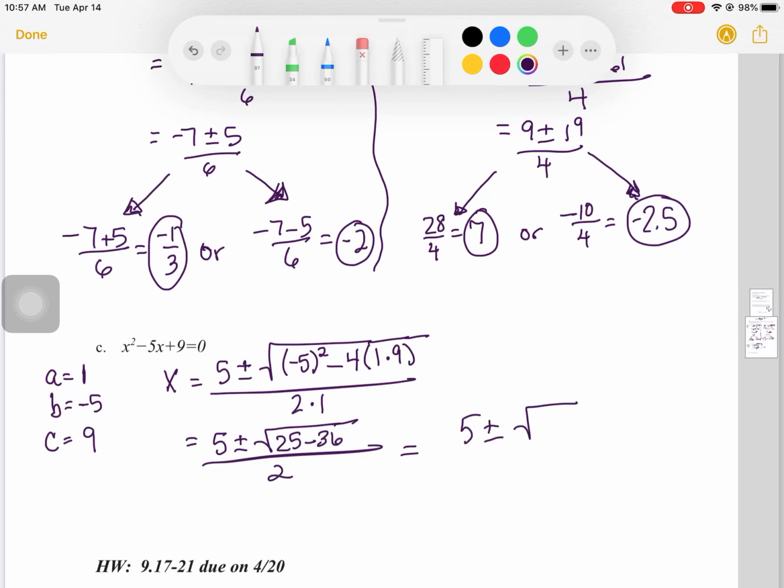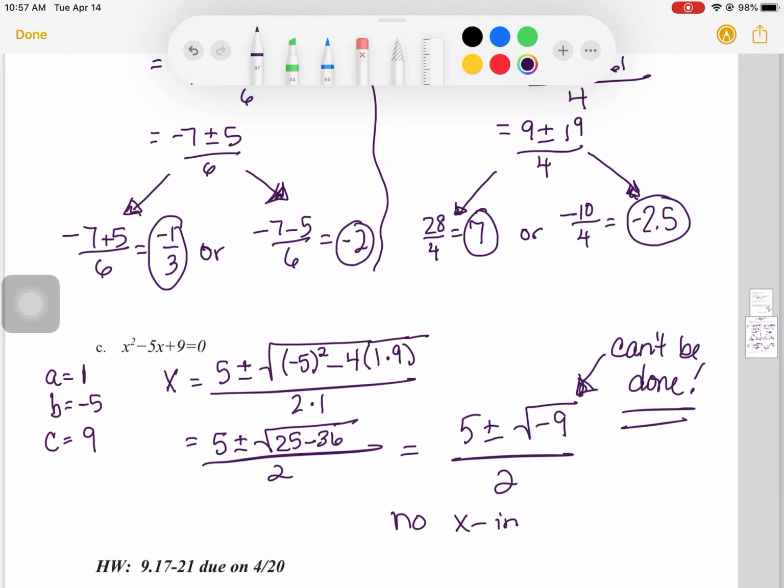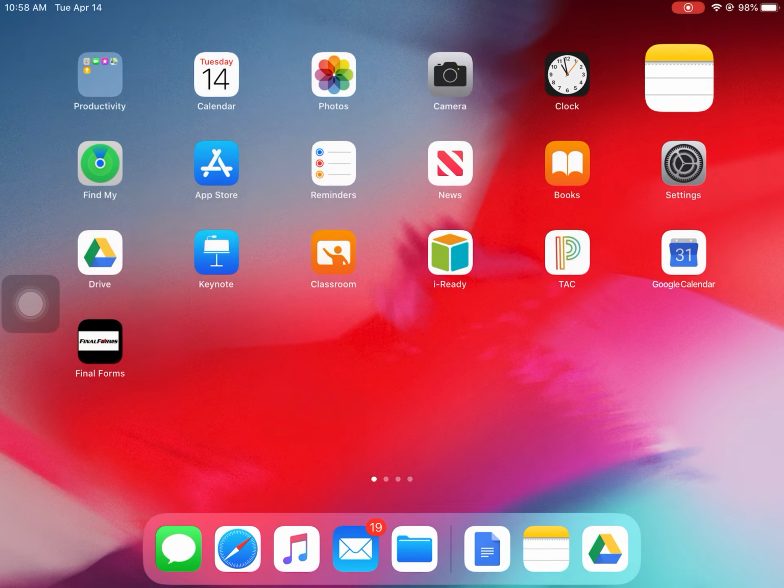Now we're going to run into a problem because this becomes 5 plus or minus the square root of -9 over 2. This can't happen. This can't be done. You cannot get a real number answer to a negative square root. This simply means there are no x-intercepts. So when we end up with that negative under the radical sign, it means we have no x-intercepts.